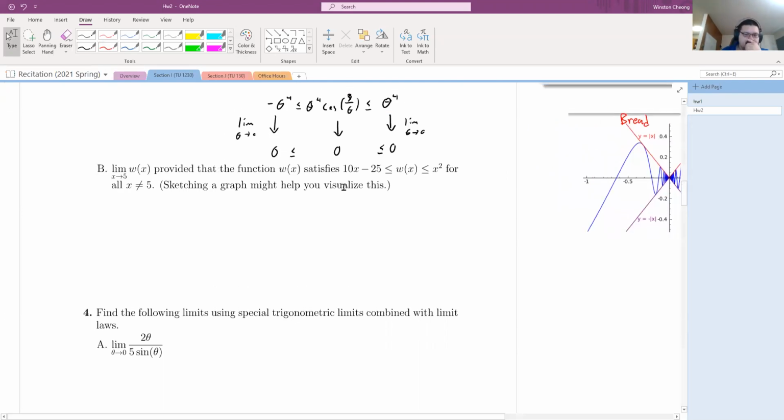Okay, there's another half, right? So this time we're told these two bounding functions, and we're not told what W is at all.